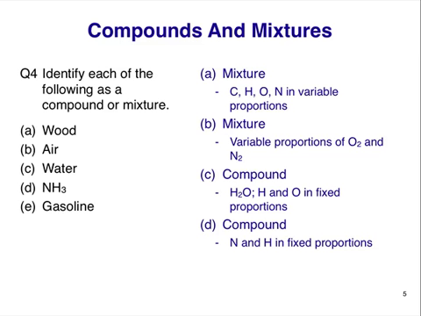NH3 is ammonia. Again, the chemical formula tells us the composition is fixed. 1 atom of nitrogen is chemically combined with 3 atoms of hydrogen. They cannot be combined in any other way to make ammonia, a compound.